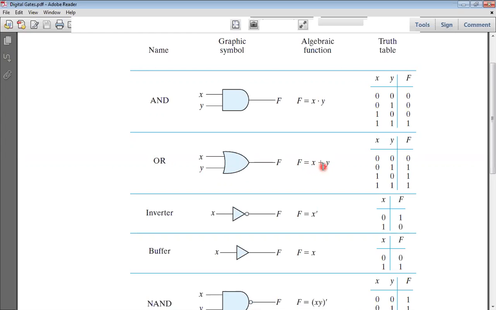This plus is the OR operation, x or y, and dot is the AND operation. Here dot indicates the AND operation, plus indicates the OR operation. The AND operation is also called product, or binary multiplication. OR is binary addition. Now let's understand the behavior of this OR gate.